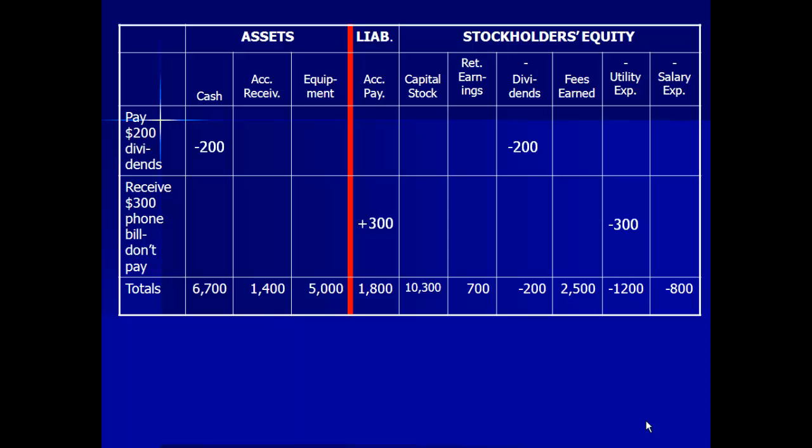And you should come up with $6,700 and $1,400 and $5,000, then $1,800, $10,300, $700, minus $200, $2,500, minus $1,200, and minus $800. Now, if we have recorded every transaction in such a way that what's on the left side of the equation equals what's on the right side of the equation, then wouldn't it make sense that my totals ought to also balance that way?